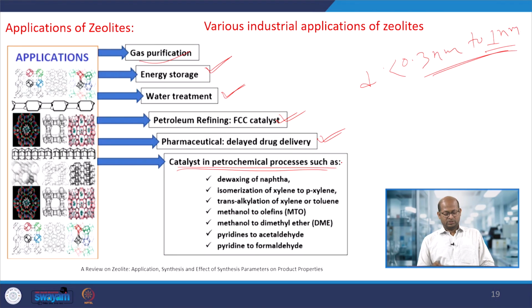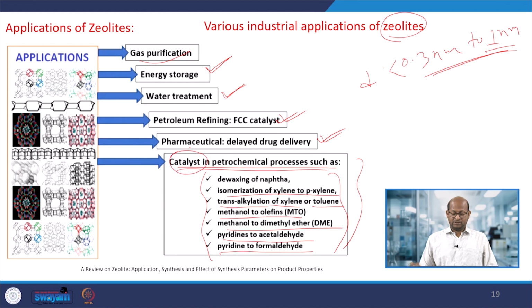Also, zeolite materials are widely used as a catalyst in various applications, such as dewaxing of naphtha, isomerization of xylenes to paraxylene formation, transalkylation of xylene to toluene, methanol to olefin production, methanol to dimethyl ether production, pyridine to acetaldehyde, and pyridine to formaldehyde. So there are many petrochemical industries where these zeolite materials can be used as a catalyst.